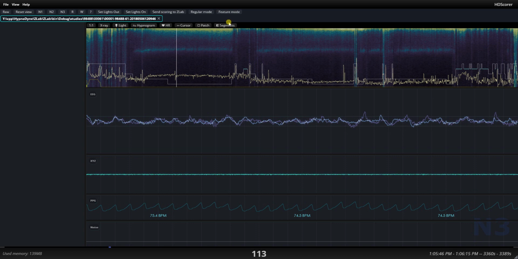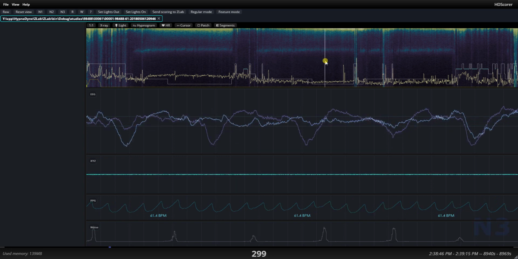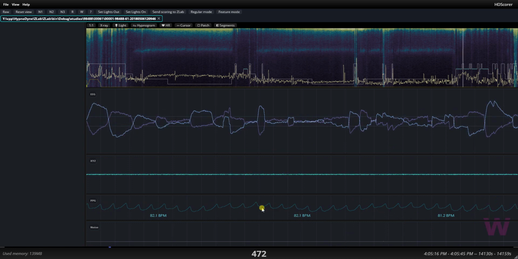Now, once all the features are imported, by the way, you also get the BPM here near the PPG waveform, which you weren't getting the last time. So this is now 61 BPM. And then, for example, if you move over here, this is a REM phase, and it's gone up to 82 BPM. So that's interesting. But anyway, I'm just going to switch it to feature mode.